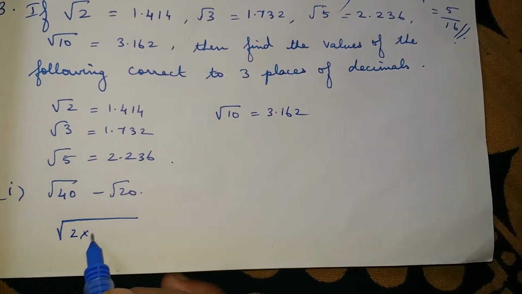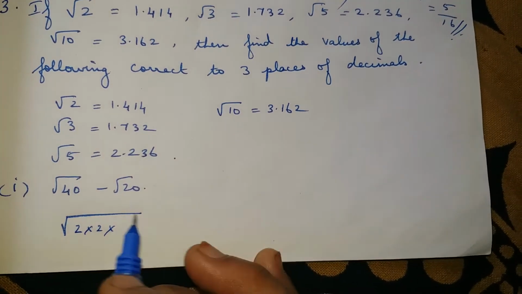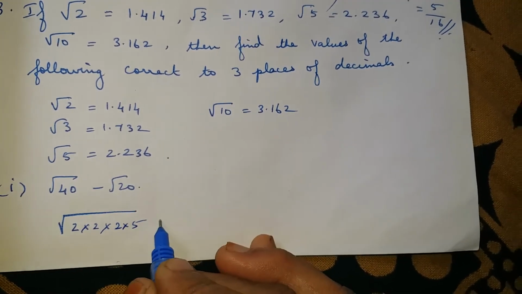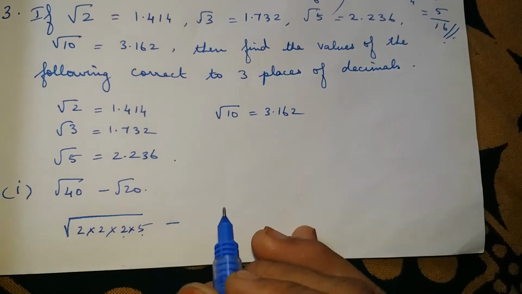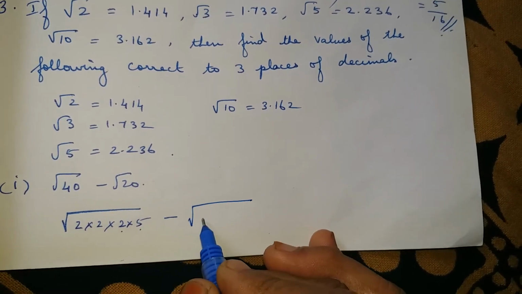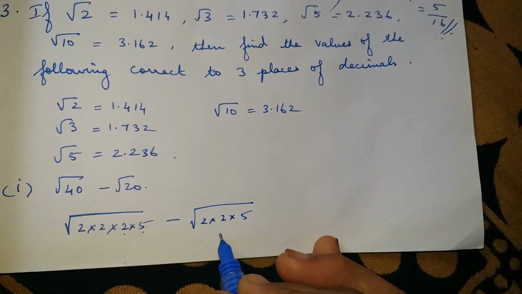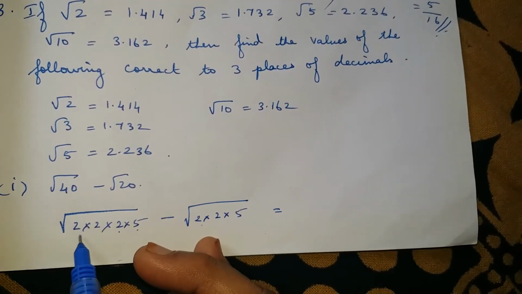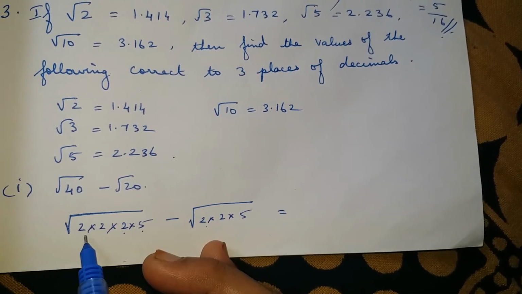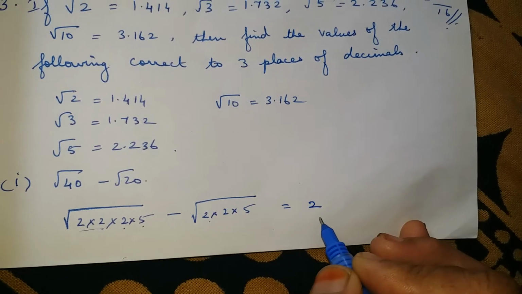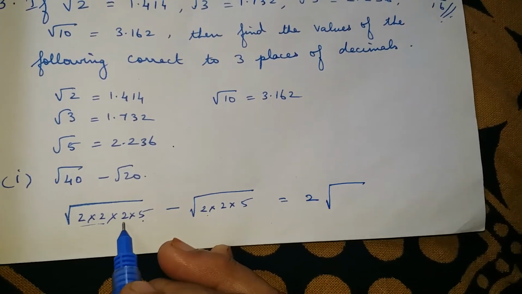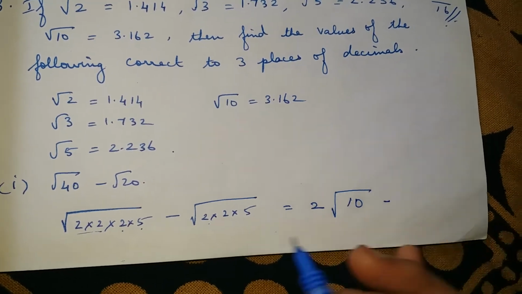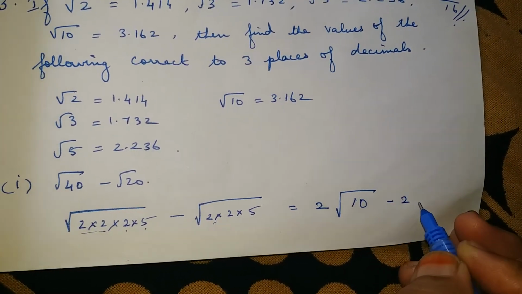2 into 2 into 2 into 5. 8 5s are 40, so 8 I am writing as 2 into 2 into 2, and 5. Okay, 8 5s are 40, minus root 20 can be written as 2 into 2 into 5. 2 2s are 4, 4 5s are 20. So, it is equal to, square root means after 2 values, 1 value you will take. So, for these two, you will take one 2 outside. Square root of, you have only one 2 and one 5, so leave it inside itself, 2 5s are 10. Minus, here out of 2 2s, you will take one 2, 2 root 5.